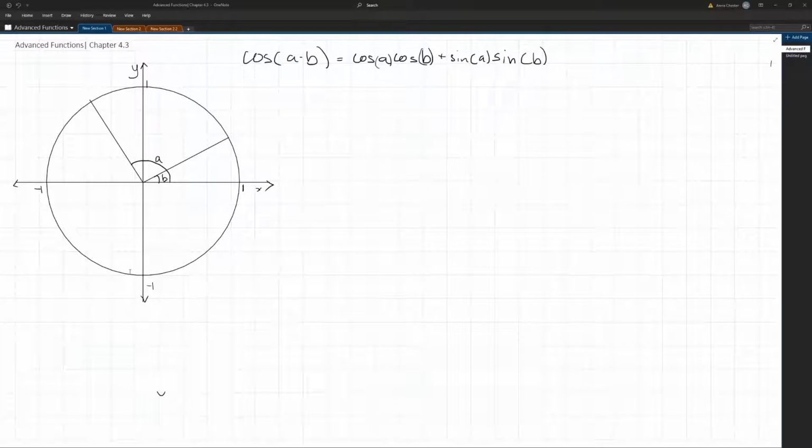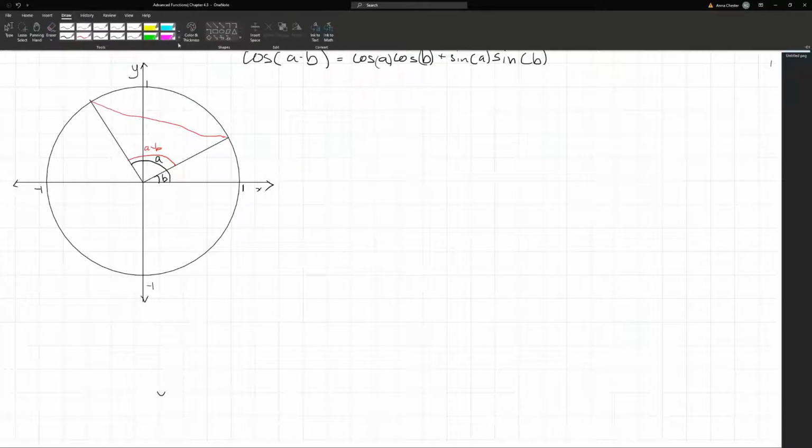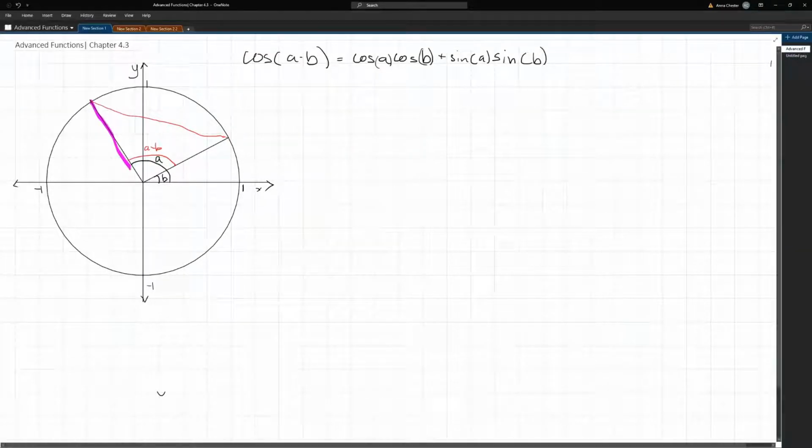So let's get started. I made the following unit circle here with a small angle of B and a larger angle of A. So if we want to find what the angle of A minus B would look like, it's actually quite simple. Since A is already covering B, the whole angle that we're looking at is just the angle over here. This one. This is A minus B. So our triangle now is the following. It would be this side, and this side.